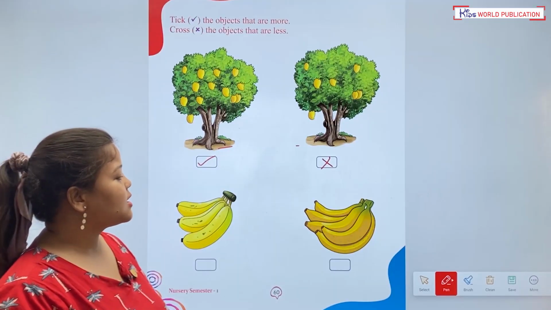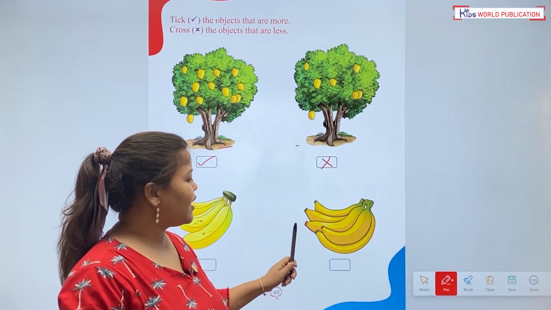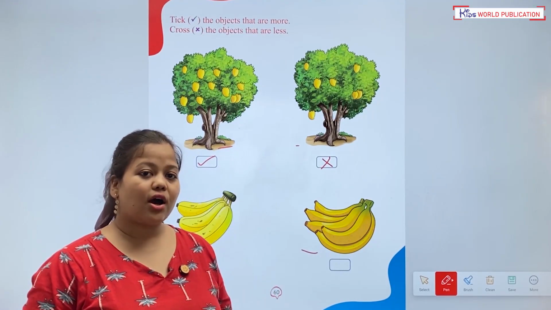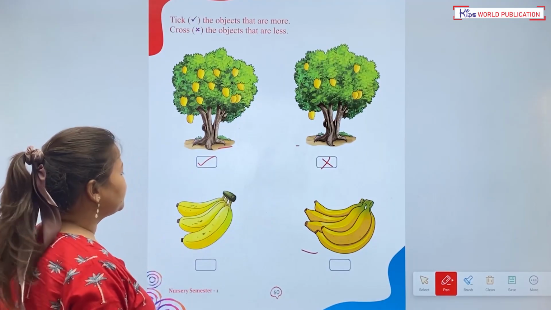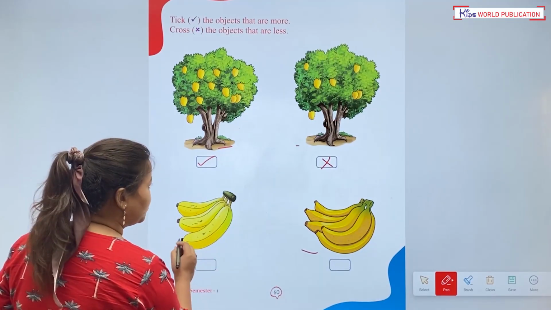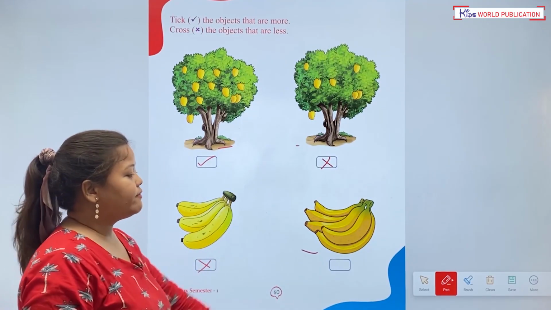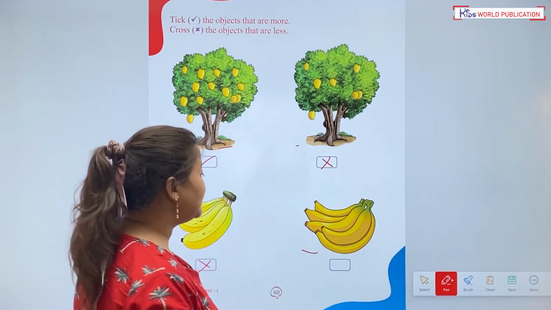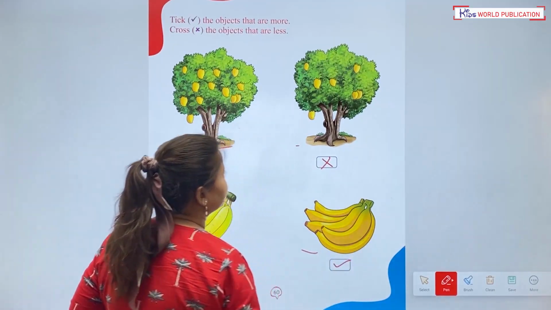3 bananas. 1, 2, 3, 4, 5. 5 bananas. Which are less bananas? 3 bananas are less. So, we will cross the box. And 5 bananas are more. So, we will tick the box.